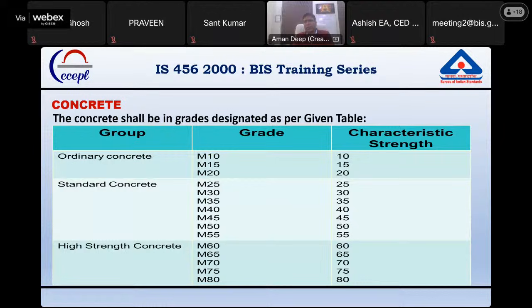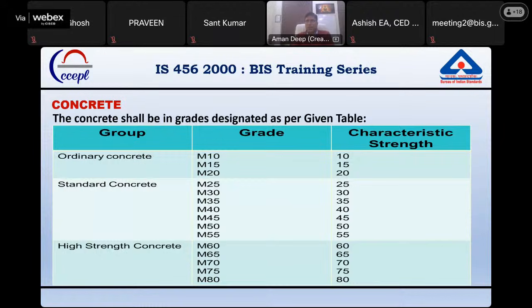Statistically, if we analyze, the characteristic strength for, say, M25 grade may be defined as follows: if we take 100 samples, 95% of the samples should have strength of 25 or more, and only 5% of samples can fail. In other terms, the characteristic strength may be defined as the strength below which not more than 5% of samples should fall.